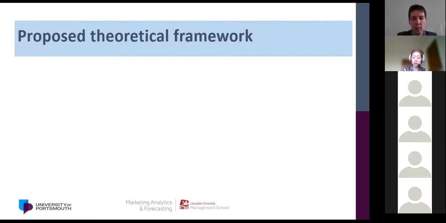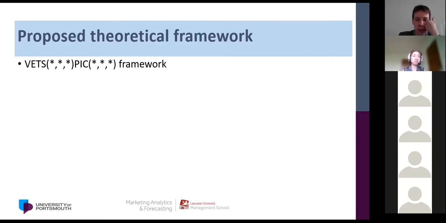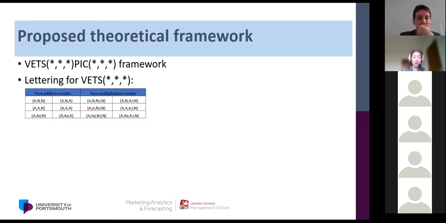So now let me introduce you to our proposed theoretical framework. So I have talked about the PIC taxonomy, and I have also talked about the need for a multivariate modeling framework, looking at additive and multiplicative models. So now I present this vector ETS star star star PIC star star star framework. So for the vector ETS models, as I said, we don't look at all of them. We don't consider the mixed models for the reasons I've already explained, but rather we look at a subsection of pure additive models and pure multiplicative models.